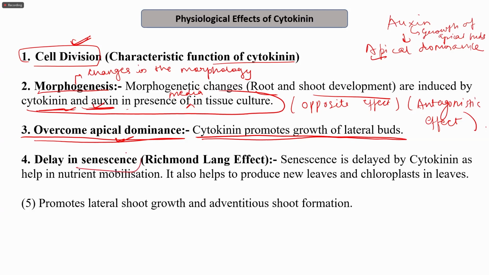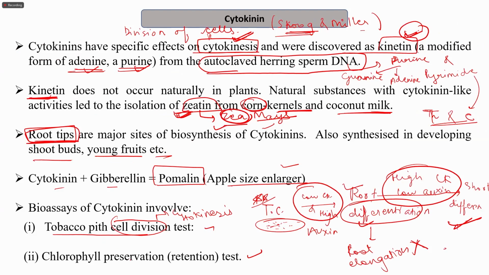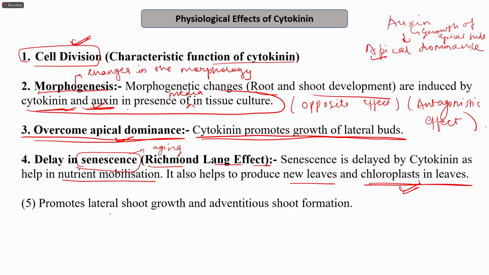Fourth is delay in senescence, which is known as the Richmond-Lang effect. Senescence means aging. Senescence is delayed by cytokinin as it helps in nutrient mobilization, and it also helps to produce new leaves and chloroplasts in leaves. Since cytokinin helps in production of chloroplasts in leaves, by the chlorophyll preservation test we can check the concentration or effect of cytokinin. Fifth, it promotes lateral shoot growth and adventitious root formation, which is the opposite of apical dominance.